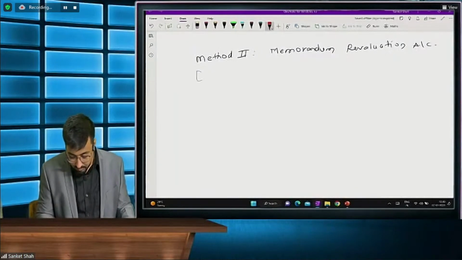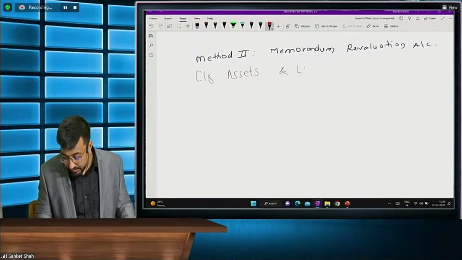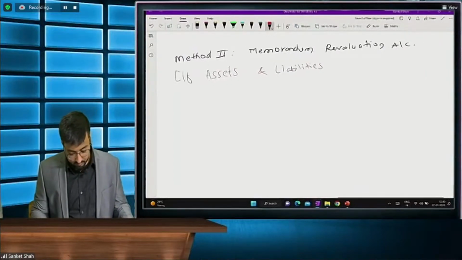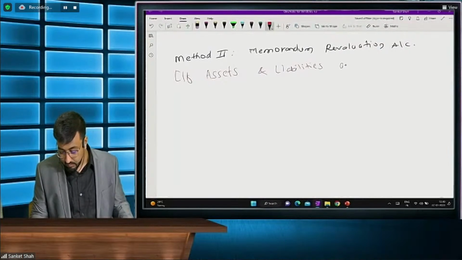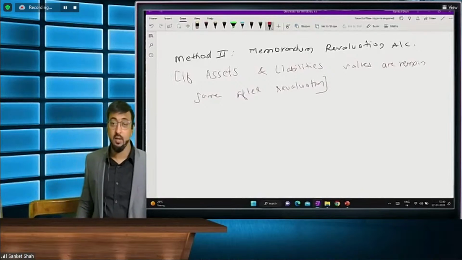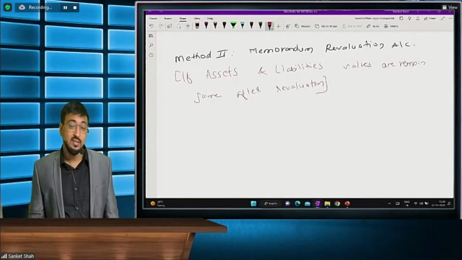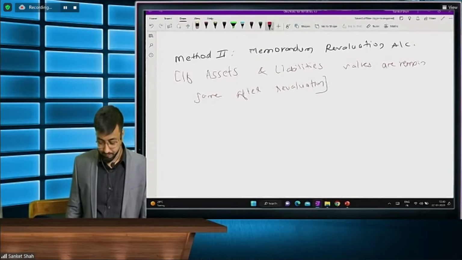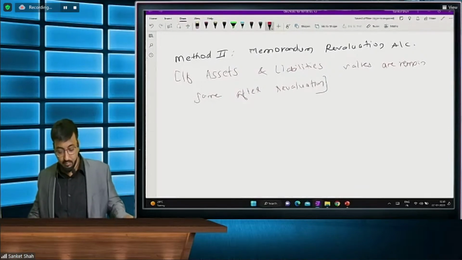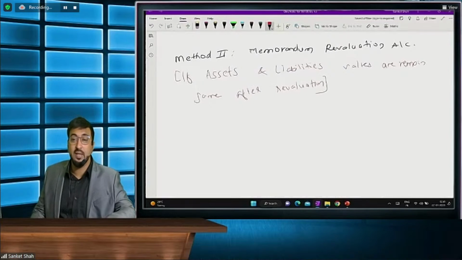Red pen. If assets and liabilities values remain same after revaluation, or after revaluation, if you want to show your assets and liabilities at original book value, बताओ. ओरिजिनल बुक वैल्यू पे ही एसेट्स एंड लाइबिलिटीज बतानी है.